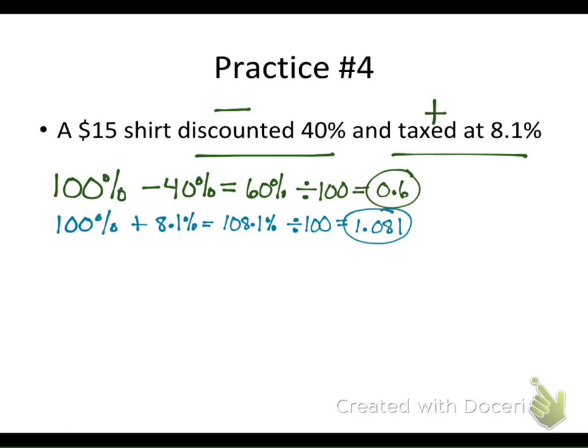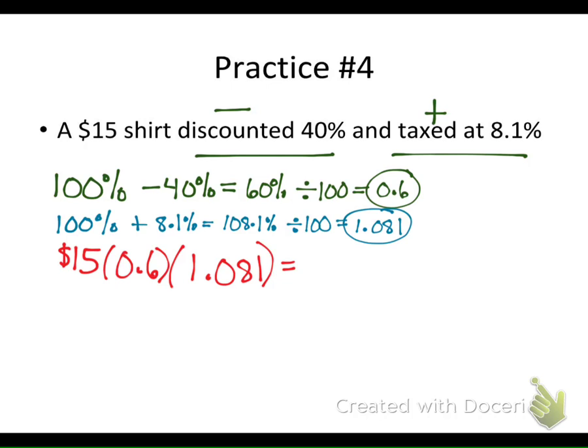That's my second multiplier. So now that I have both of my multipliers for my discounted and my taxed at, I'm ready to go to step 4. Kaylon, what's step 4 say? Multiply the original amount by the multiplier. Okay, so what's the original amount of the shirt I bought? $15. So I'm going to multiply this 15 by both multipliers. So I'm going to take 15 and put in parentheses times 0.6. And then I'm going to put another set of parentheses and include my other multiplier, which is 1.081. And that's going to give me the price of the shirt.